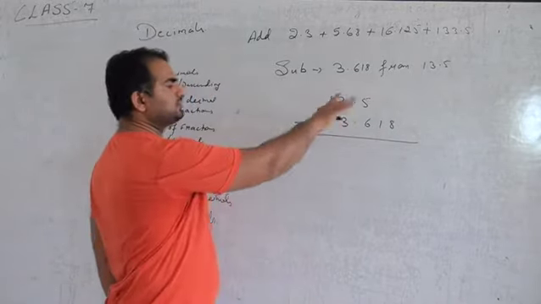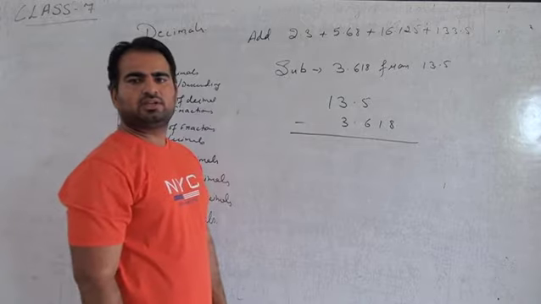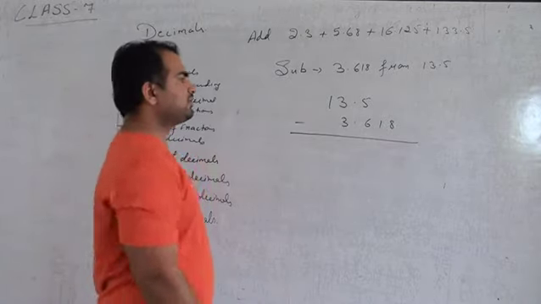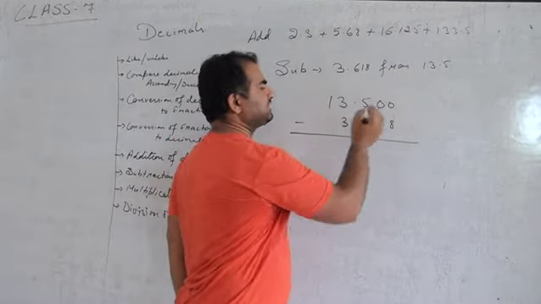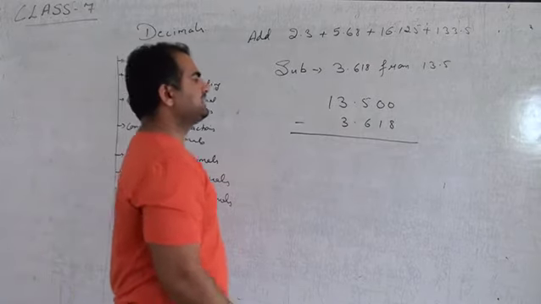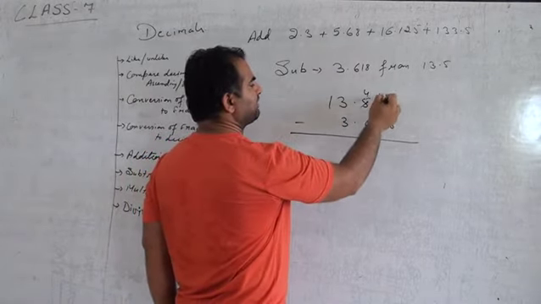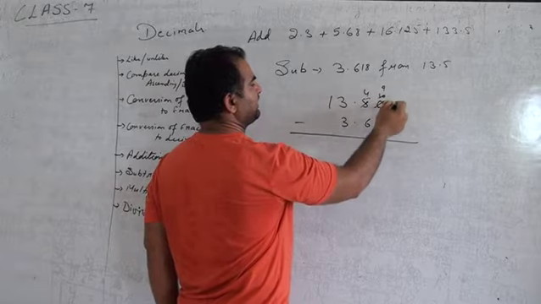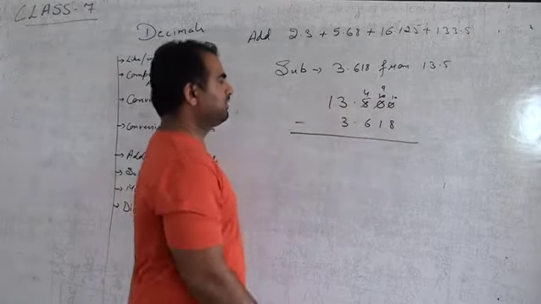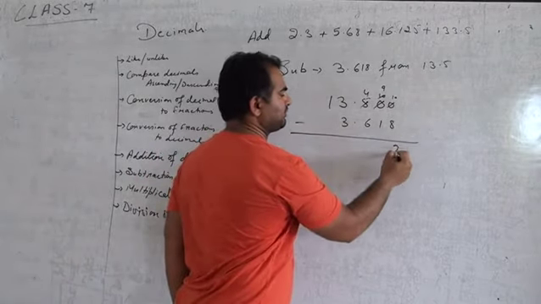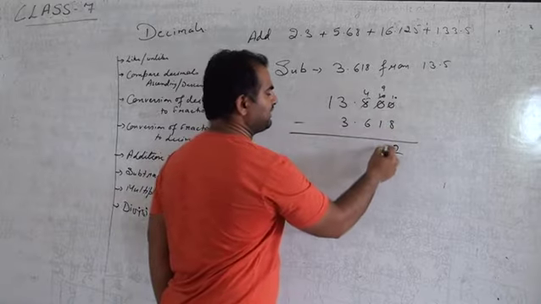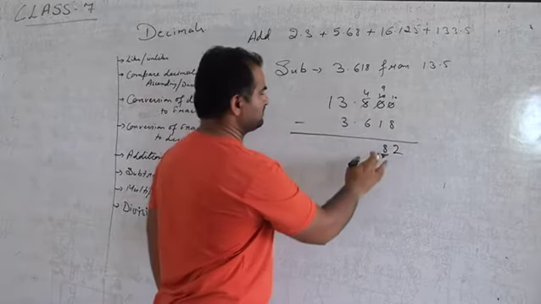Okay, both of these don't have what? Equal decimals or like decimals. So we have to convert it into like decimals. We will place a 0 there. Okay, next, give carry from it. It will become 4 and it will become 10. Now it will become 9 and it will become 10. What is 10 minus 8? 2. 9 minus 1? 8.